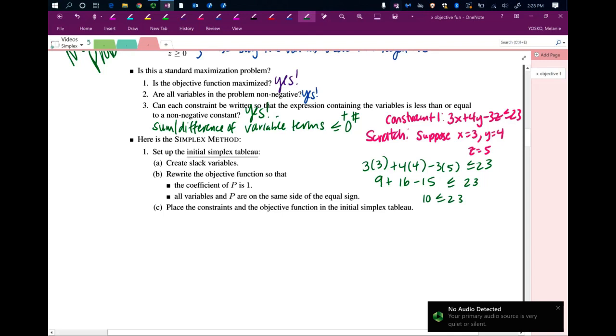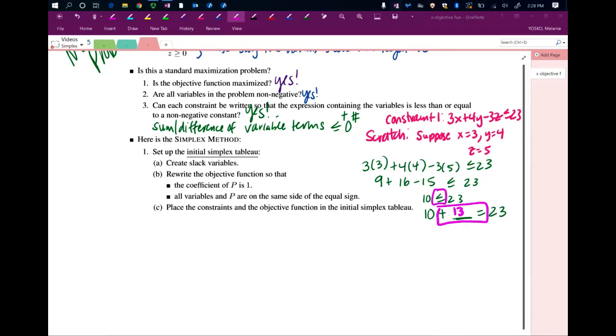Okay, so how do you change this inequality to an equation? What can I add right here to make that an equal sign, equals 23? Well, I could add 13, right? So what I'm doing is I'm going to replace this inequality right here. Okay, now I pulled numbers out of the air, right? I could have picked lots of different choices for x, y, and z.